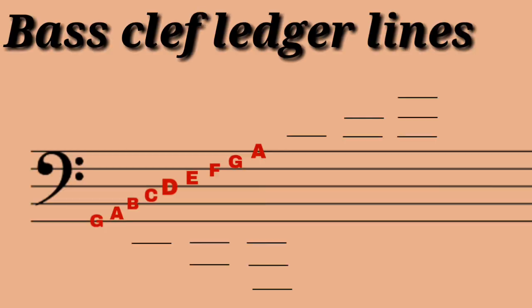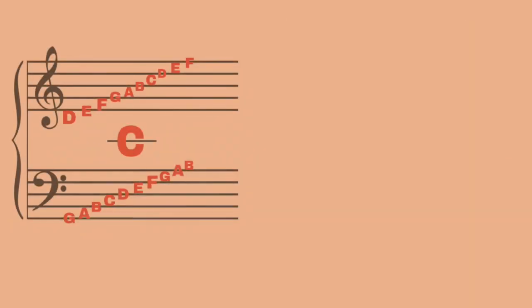The bass clef, after A, the next will be B, above B is C, above C is D, above D is E, then coming under, below G is F, below F is E, below E is D, below D is C. That's how you name them.